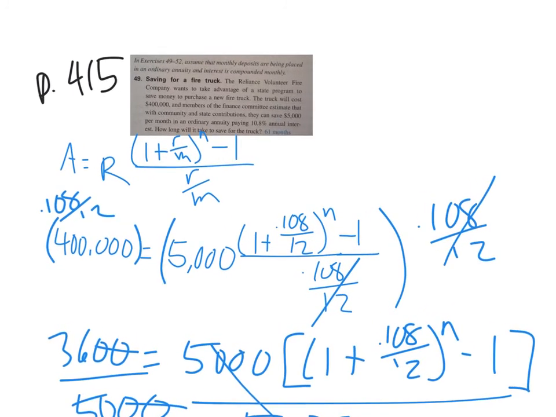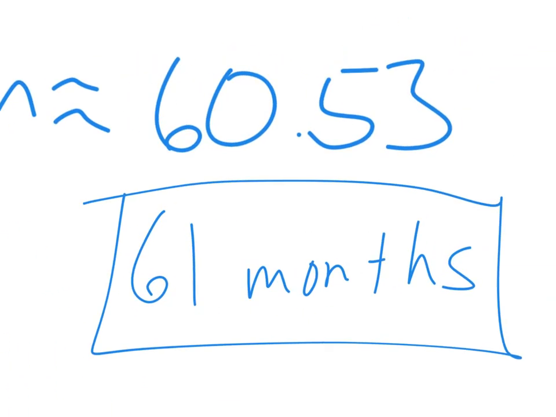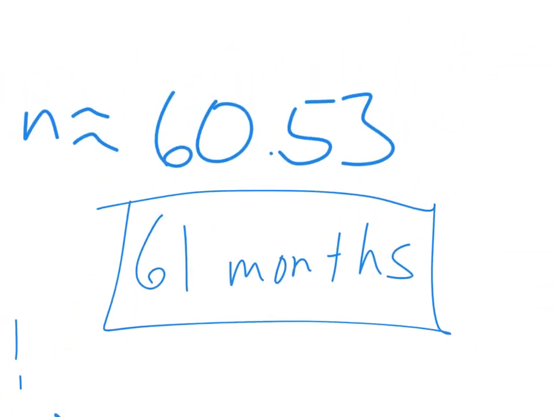As soon as you show me the formula we're using and plug in all the pieces, so that I know you know what each piece stands for and where it goes, then you can jump to the TVM solver, plug all these pieces in, and that should get you right here to the answer, the 60.53, which rounds to 61 months.